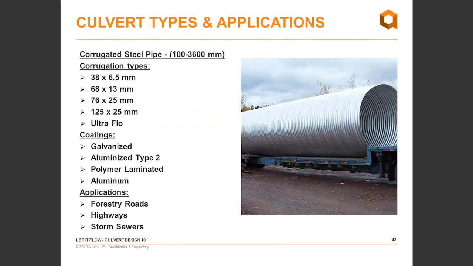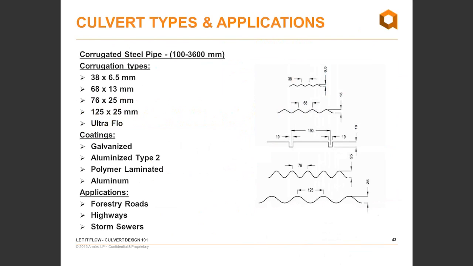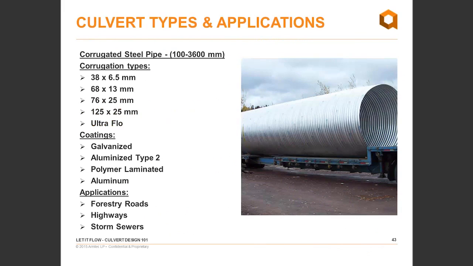First, we get into our basic corrugated steel pipe, 100 millimeter to 3,600 millimeter. It comes in various corrugation types, 5 different corrugations. You get your 38 by 6.5, 68 by 13, your 76 by 25, 125 by 25, and then your ultraflow. Your ultraflow is a square rib culvert, external rib on the culvert, 19 millimeters by 19 millimeters. And when it's in the field, it acts as a smooth flowing pipe with a Manning's n of 0.013.